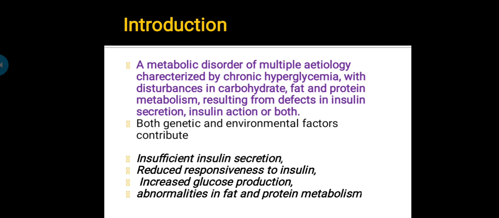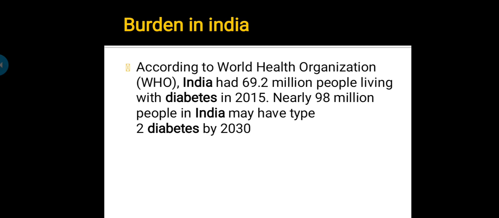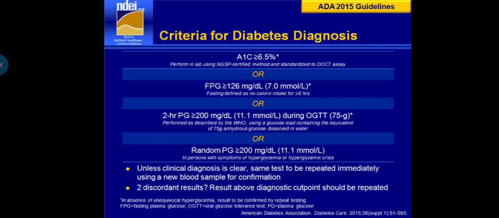So these are the four reasons for developing metabolic abnormalities in diabetes mellitus: insufficient insulin secretion, reduced responsiveness to insulin, increased glucose production, and abnormalities in fat and protein metabolism. Now the prevalence: according to WHO, India had 69.2 million people living with diabetes in 2015, which is going to increase to 98 million in India by 2030.